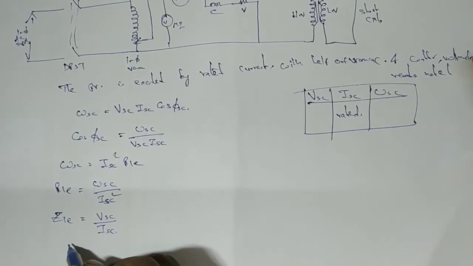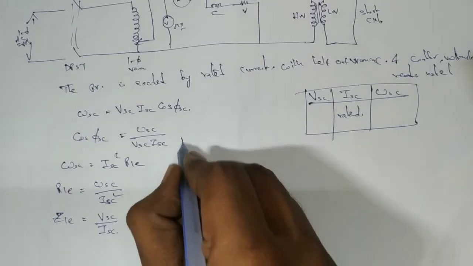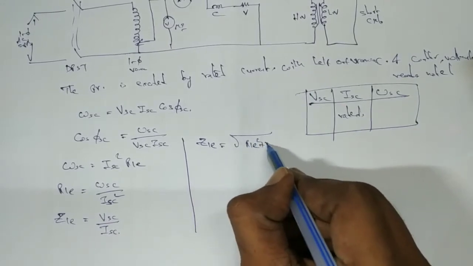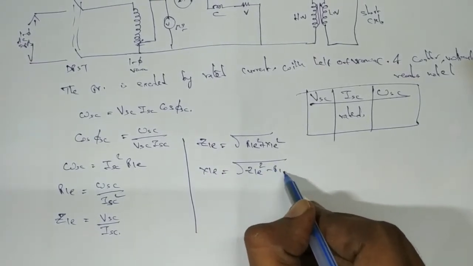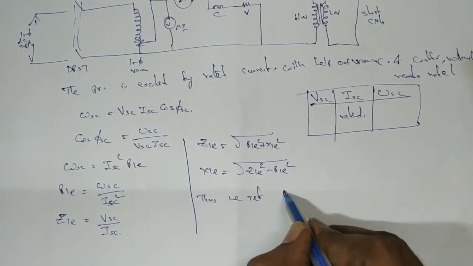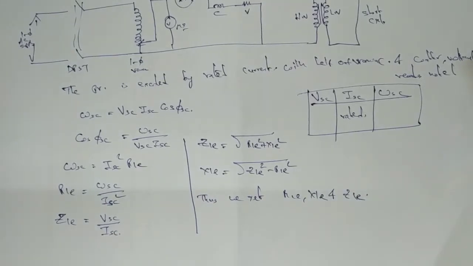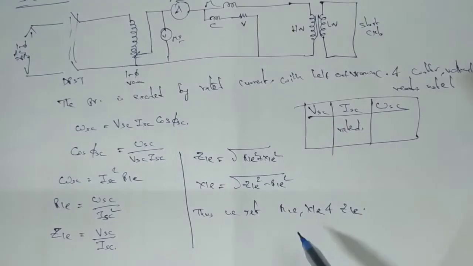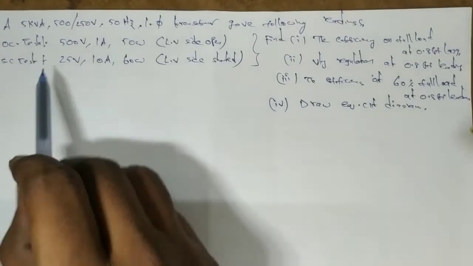Z1E also has another formula: Z1E is equal to root of R1E square plus X1E square. From this, we can rewrite X1E as root of Z1E square minus R1E square. So by using these formulas, we can get the R1E, X1E, and Z1E values. These are the formulas we use when conducting the short circuit test. In this test, all the meters are connected to the primary side of the transformer, so we obtain R1E, X1E, and Z1E. If the meters are connected to the secondary, then we should write R2E, X2E, and Z2E.